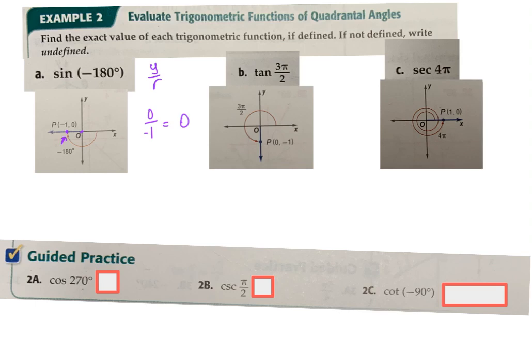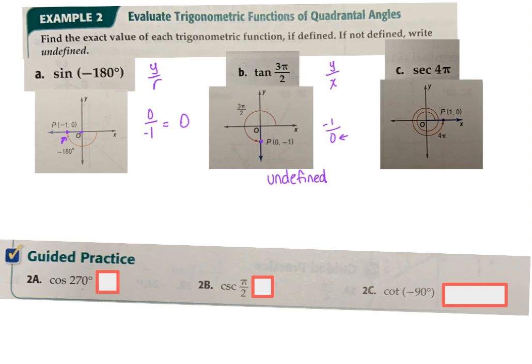How about tangent of 3 pi over 2? 3 pi over 2 falls right here on this axis, right? Tangent is what? Y over x, yes? What is my y value? Negative 1. What is my x value? 0. What's the problem? I'm dividing by a 0, right? The tangent of 3 pi over 2 is undefined.